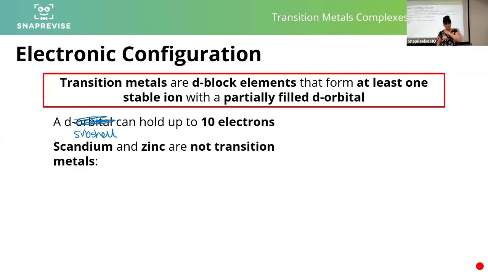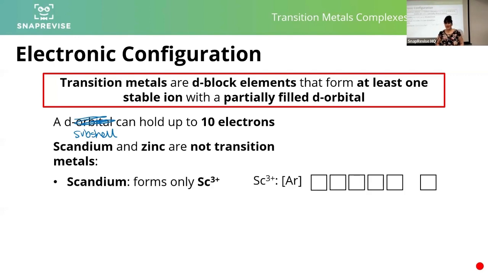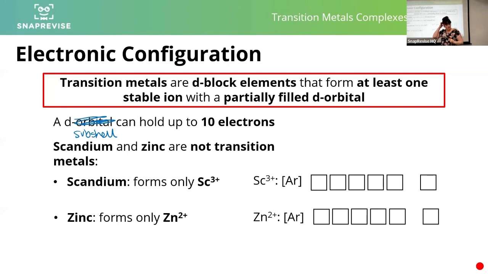Scandium and zinc are not transition metals because the only ion that scandium can form is Sc3+. And the only ion that zinc can form is Zn2+. So they can form stable ions. Why are they still not transition metals? Because they don't have a partially filled d orbital or a partially filled d subshell.